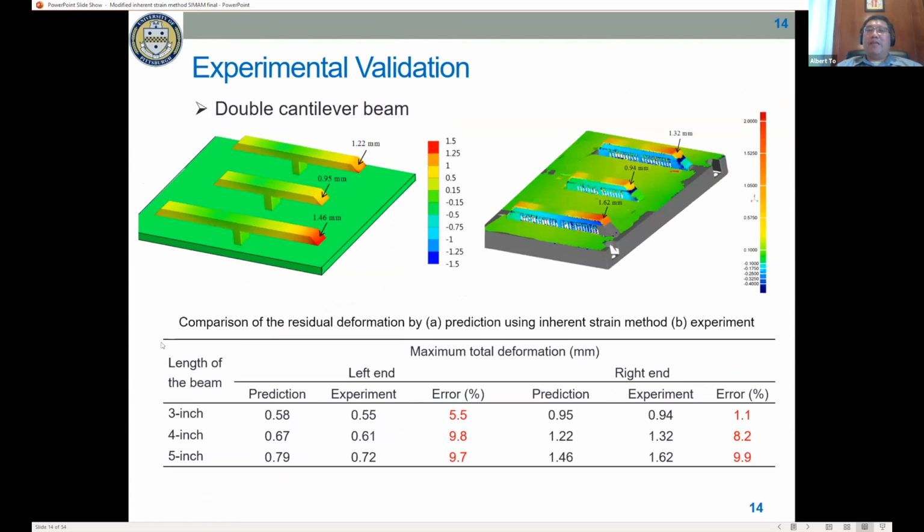And then we compare, for different lengths of these double cantilever structures, the modified inherent strain method against the experiment. We measure the displacement here, and all the errors are less than 10%.